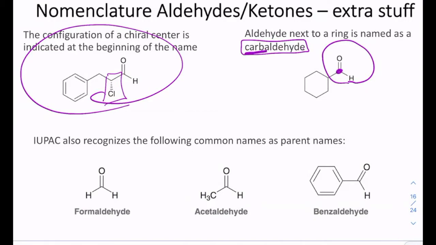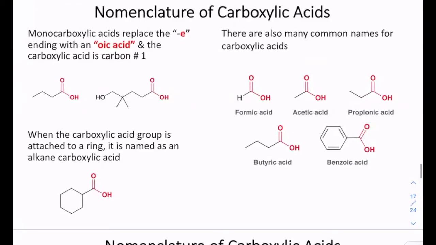Here's some common names. We have formaldehyde, which is the easiest aldehyde. We have acetaldehyde, and then we have benzaldehyde. Again, benzene with the aldehyde on it. Carboxylic acid nomenclature, we're going to take the E off of the alkane and add oic acid, and the carboxylic acid has to be at carbon 1.